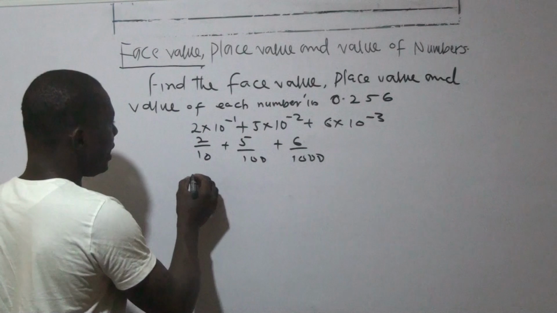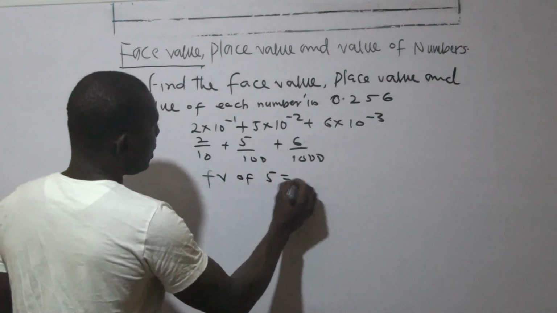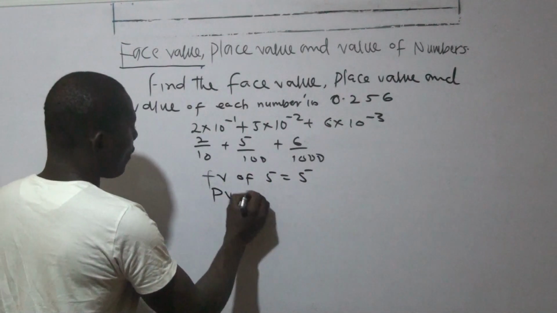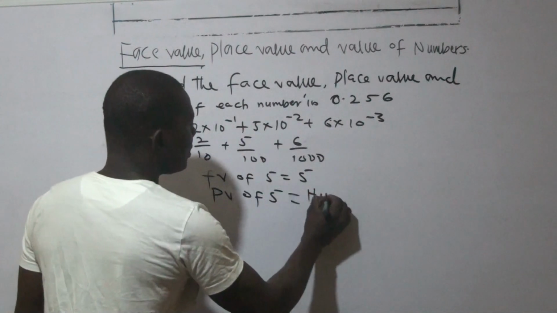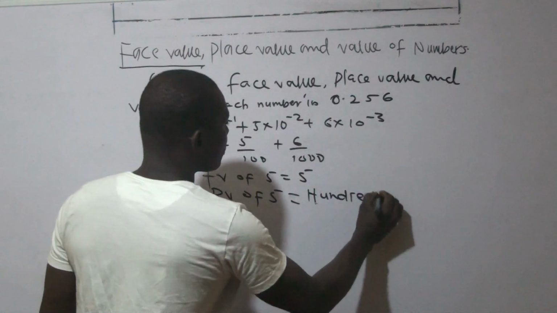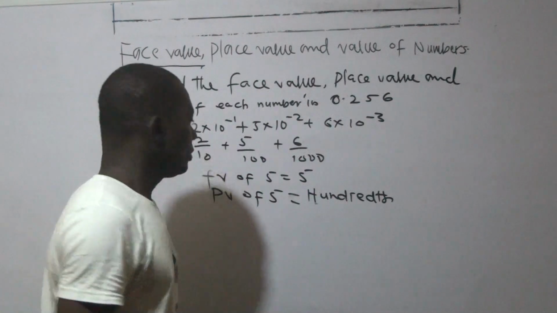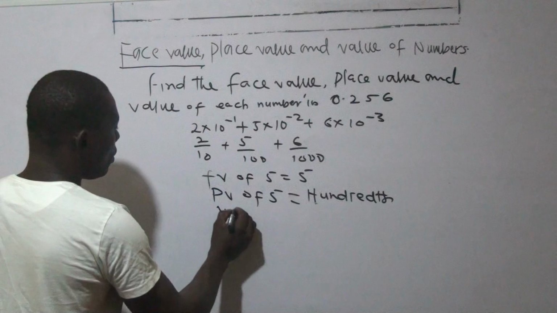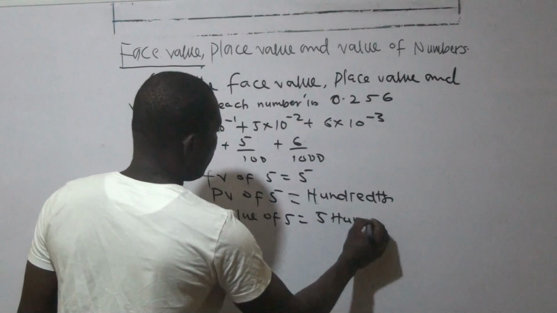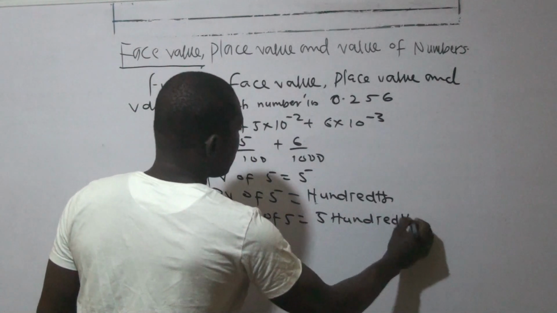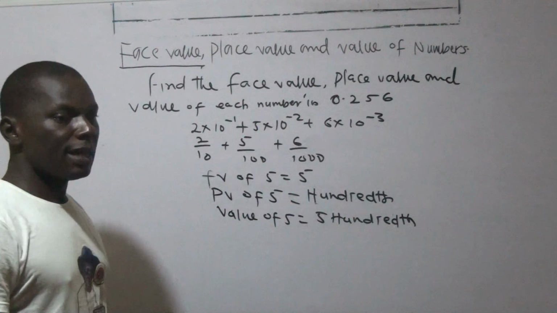The place value of 5 here is what? Face value of 5 is 5. Place value of 5. Where is 5 standing? It's standing in the position of hundredths, because these are decimal numbers. Okay? Then the value of 5 is 5 hundredths. So you see that the face value of any number is that number mentioned.